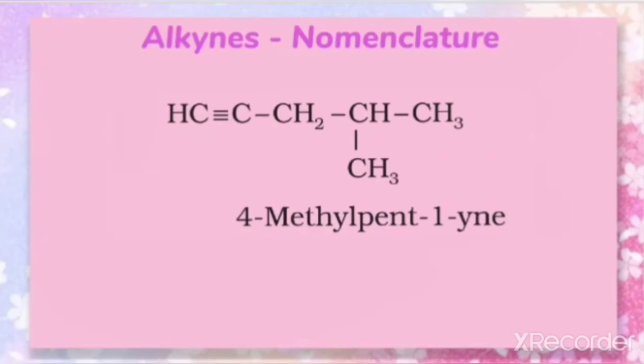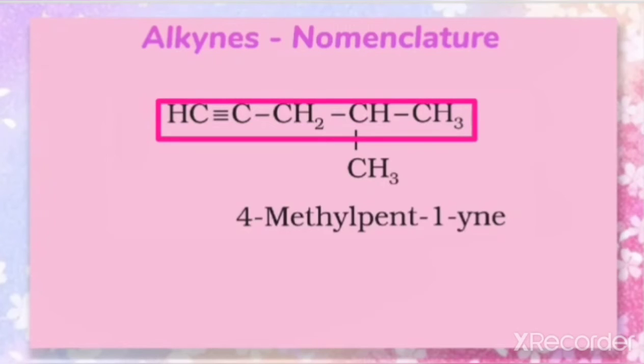The next structure has one prefix. So first of all, select the longest chain. This is the longest chain, and where is the substituent? This one is a substituent. So we have to use the prefix also. Now from where do we start the counting, because here a substituent is there and also a triple bond is there? So we have to start the counting by giving preference to the triple bond.